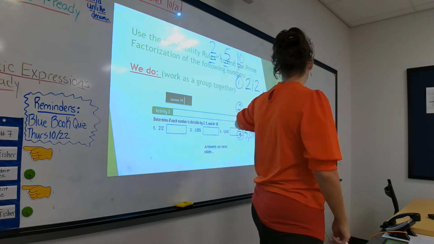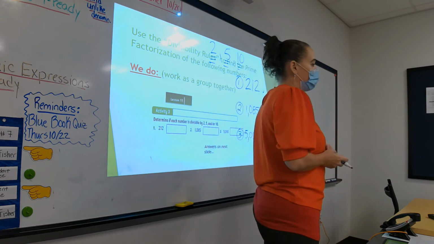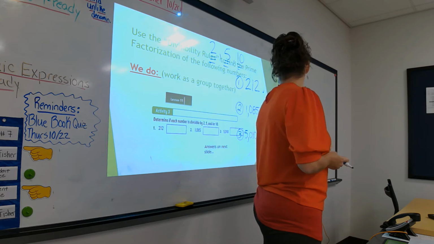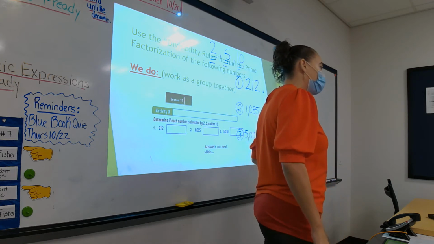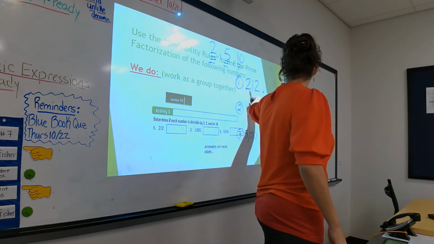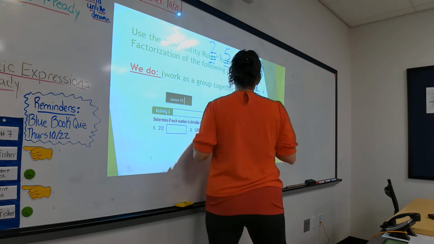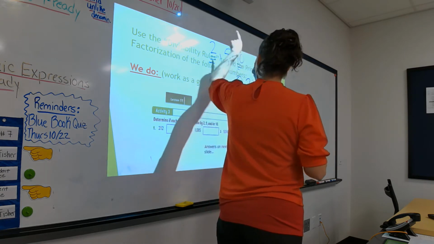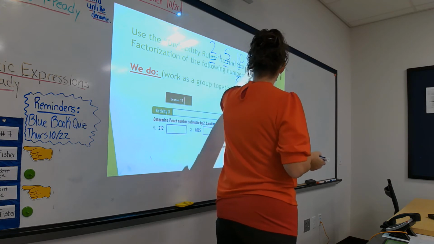Is it divisible by 5? No, because it doesn't end in 5. Is it divisible by 10? Does it end in a 0? Wait, you're asking me is 2 divisible by 10. No, it's 212. So you're taking this whole number, okay? And you're asking yourself, is 212 divisible by 2? Is 212 divisible by 5? Is 212 divisible by 10?